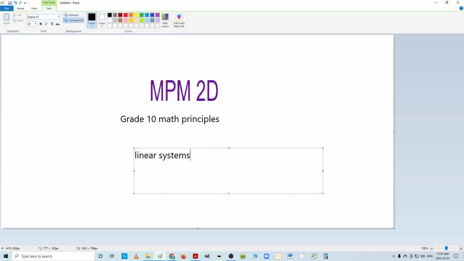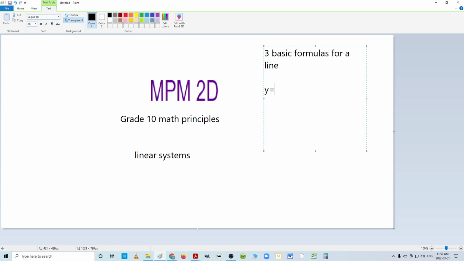I would say the first thing you should do is understand or memorize the three basic formulas for a line. The first one is this: y is equal to mx plus b. It's called the slope-intercept form, and we'll get more into that, but essentially m is the slope and b is the y-intercept, where x is always 0, so you will find where it crosses the y-axis at b. Very important formula to memorize.